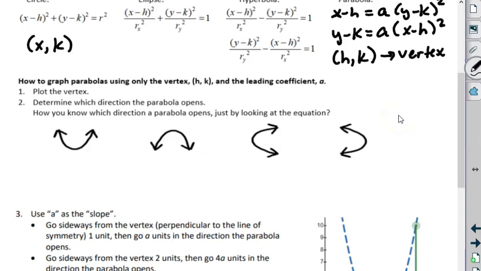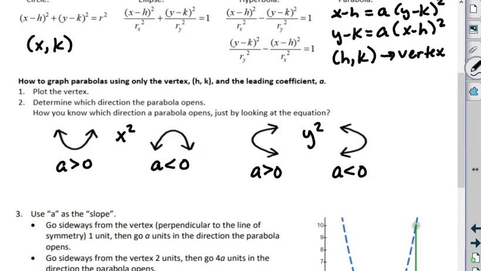So if we have an x squared equation, you know it's going to either open up or down. If the leading coefficient a is greater than 0, it will open up, and if a is less than 0, it will open down. If the parabola opens right and left, then it's a y squared. So if a is greater than 0, it will open to the right, which is the positive x direction, and if a is less than 0, it would open to the left.